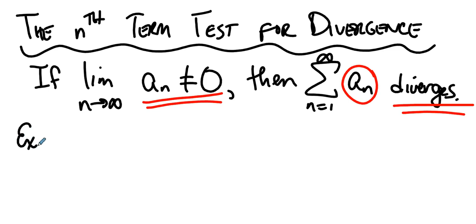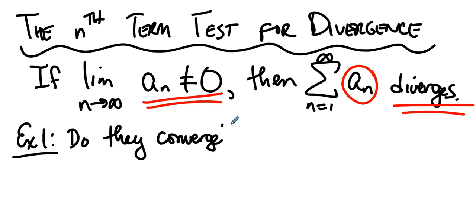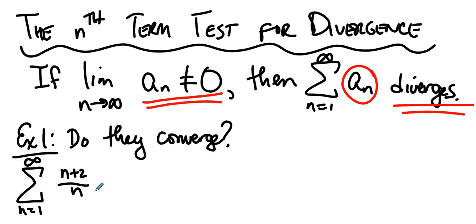So we could play the very simple game. Do they converge? This will be a very popular game for us throughout our time together. The sum from 1 to infinity of n plus 2 over n. Does that sum converge? Well, what happens to this as n gets large? This limit is 1. And because this limit is 1, then adding them all together is adding up 1 plus 1 plus 1 plus 1 plus 1 forever. No, this series does not converge because adding 1 forever results in an infinite sum.